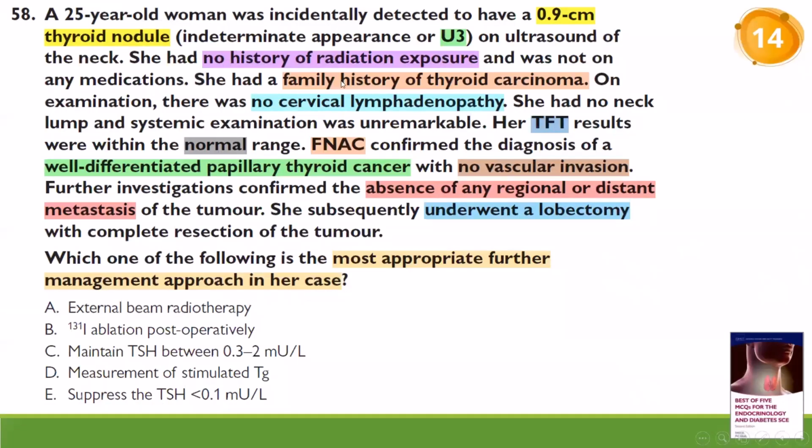This is a patient, a young female, presented with a 0.9 centimeter thyroid nodule, U3, no history of radiation exposure, no family history of thyroid cancer, no cervical lymph node, thyroid function is normal. Fine needle aspiration cytology shows well differentiated papillary thyroid carcinoma. So don't forget that this is a well differentiated thyroid carcinoma, no invasion, absence of any regional or distant metastasis, and she underwent lobectomy. Which one of the following is the most appropriate further management approach in her case?